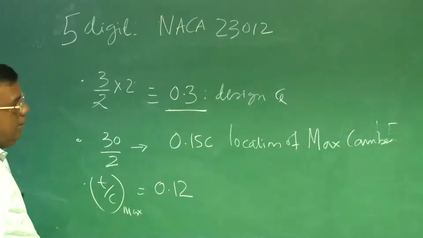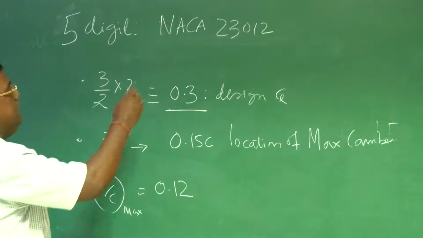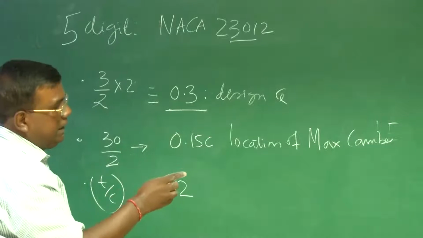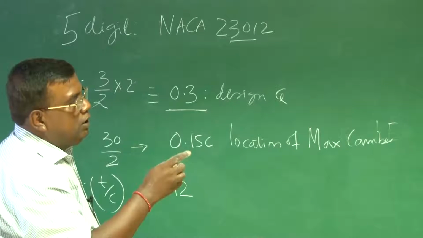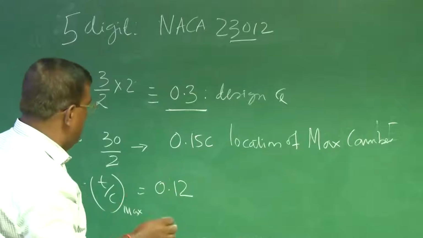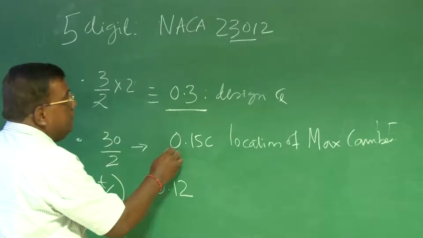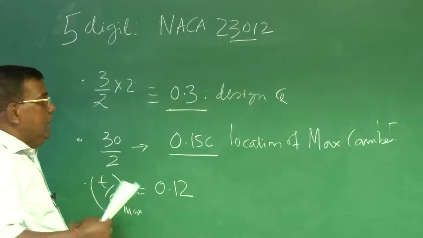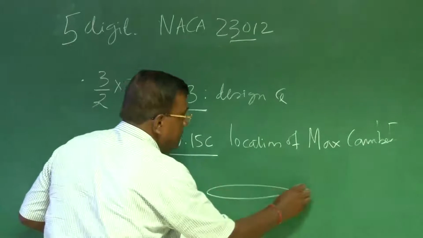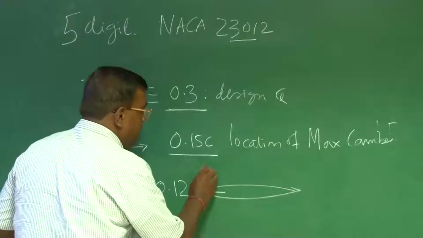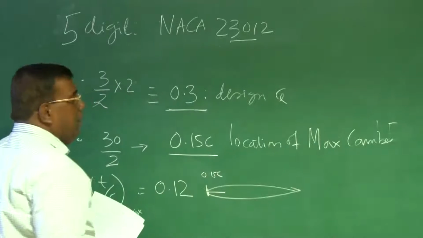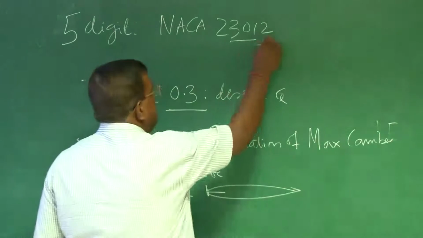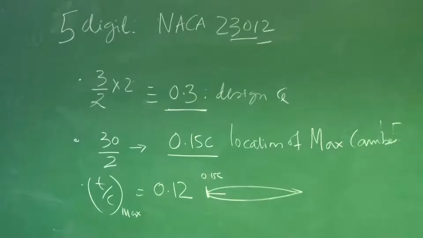Right? Second one is next 2 digits divided by 2. Next 2 digits is 30, so 30 divided by 2 gives me 15, but it says maximum camber along the chord line from the leading edge in 100ths of the chord. So 15 divided by 100 is 0.15 C. So it tells me that if I move from the leading edge, at 0.15 C the camber will be maximum. Okay. And of course, the last 2 digits tell me t by c maximum, which is 12%.